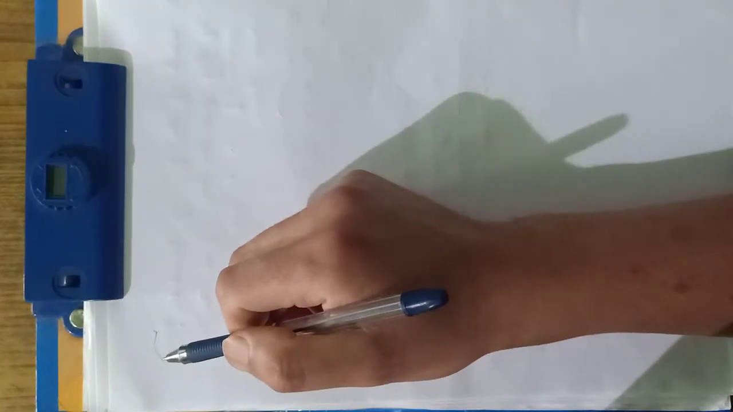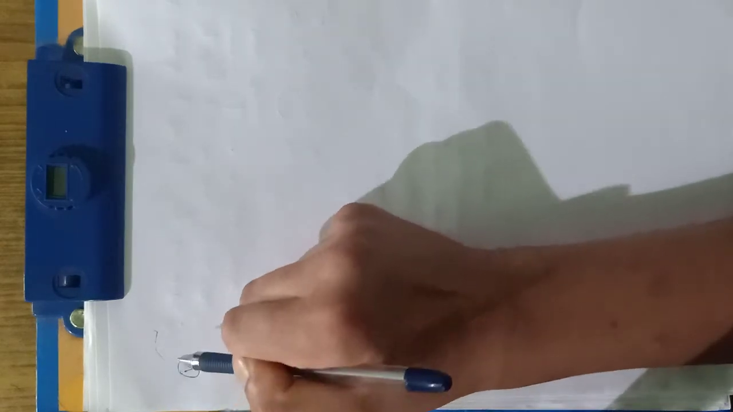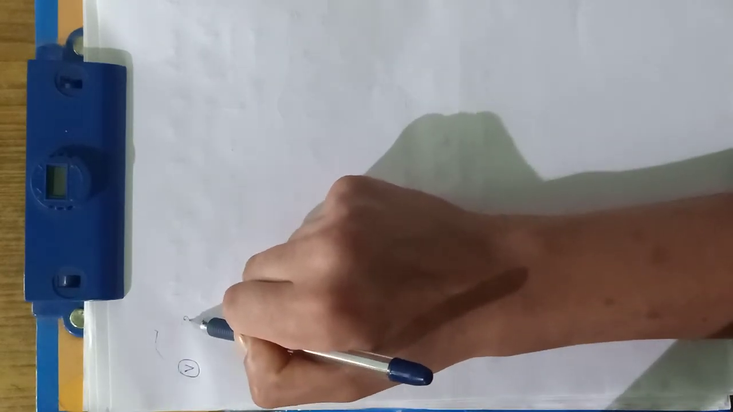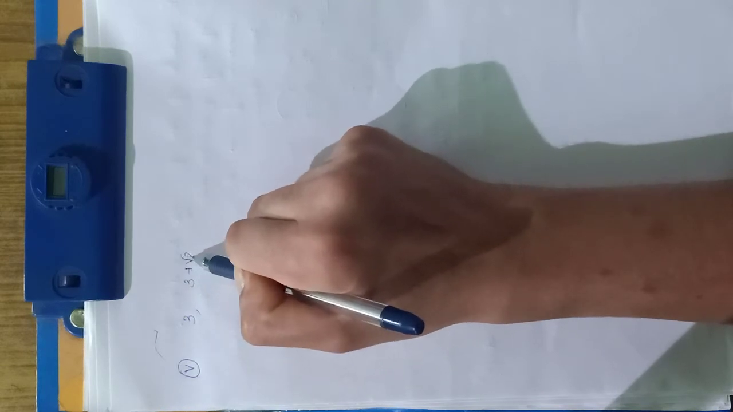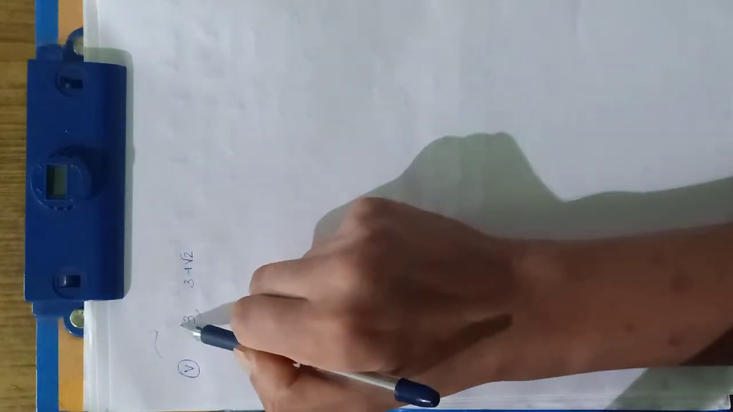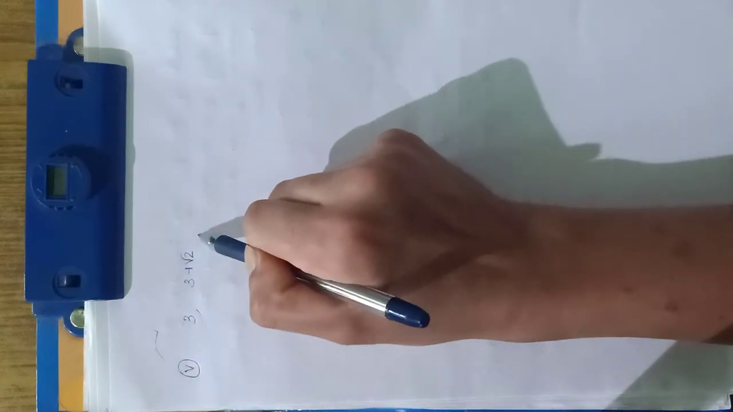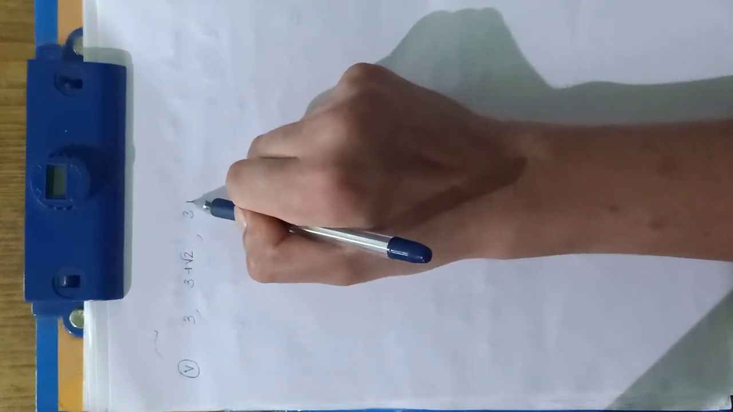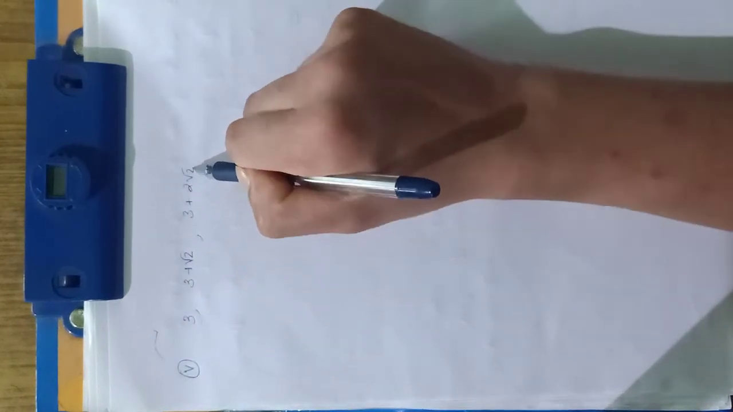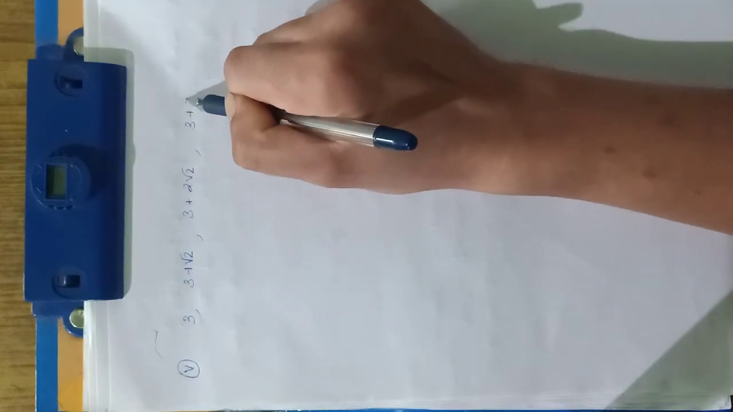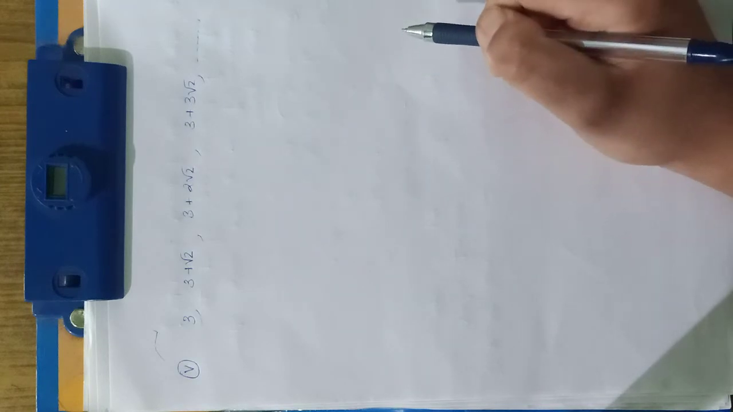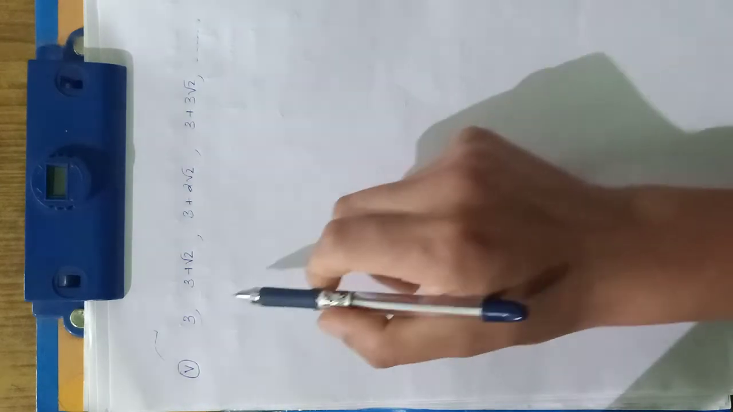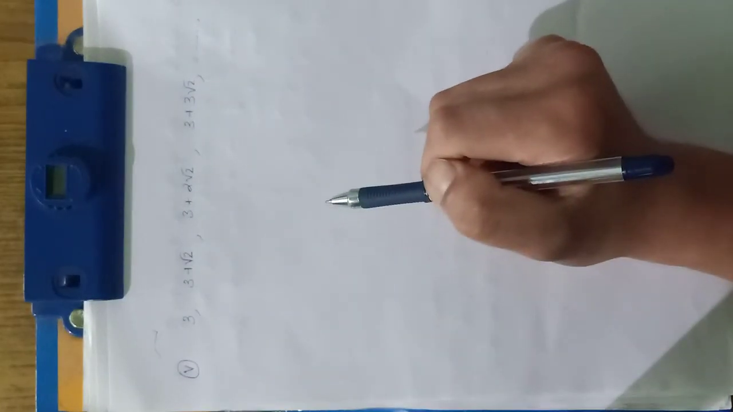Suppose we work out Roman 5. The given series is 3 plus root 2. This is one term. This is also one term: 3 plus 2 root 2. 3 plus 3 root 2. And so on. Now we first determine whether this given series is an arithmetic progression or not.